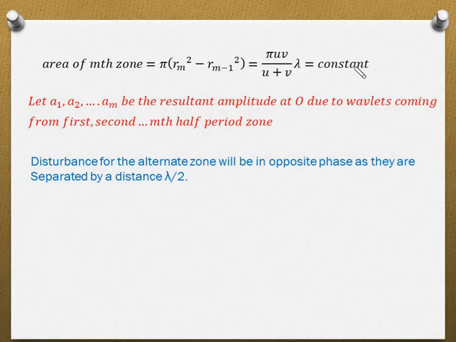So we can write the resultant disturbance at O as A1 minus A2. Note, this is not a plus sign, this is minus. Why? Because A2 is in opposite phase, meaning the phase of the light coming from the second zone is opposite compared to A1, so it will be minus, then plus, minus, and so on.